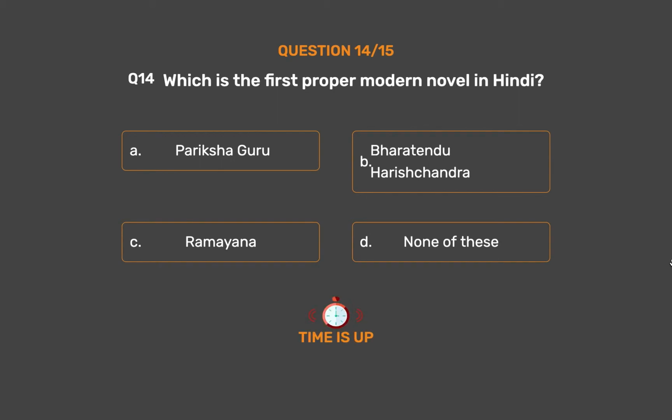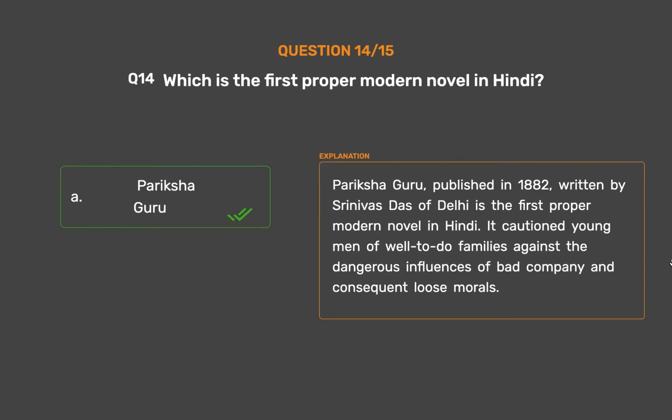The correct answer is option A. Pariksha Guru. Pariksha Guru, published in 1882, written by Srinivas Das of Delhi, is the first proper modern novel in Hindi. It cautioned young men of well-to-do families against the dangerous influences of bad company and consequent loose morals.